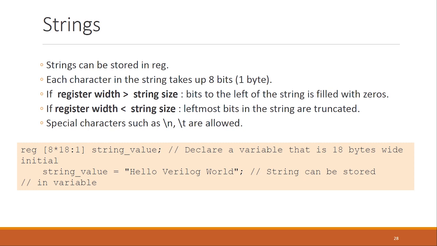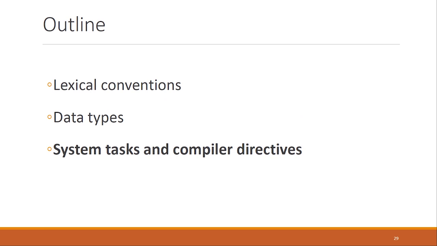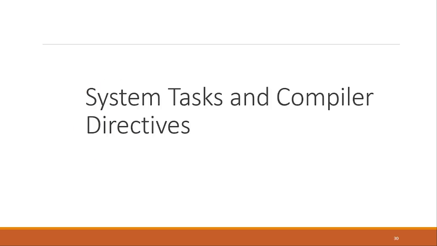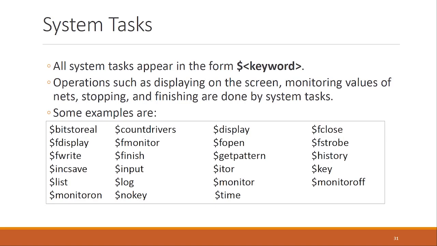Things like when you want to print something out nicely, then you will need to use strings. So those are the uses of strings. Most commonly we'll be using wires and registers. Now we are left with one topic, system tasks and compiler directives. So we can now look into what system tasks and compiler directives in Verilog are.